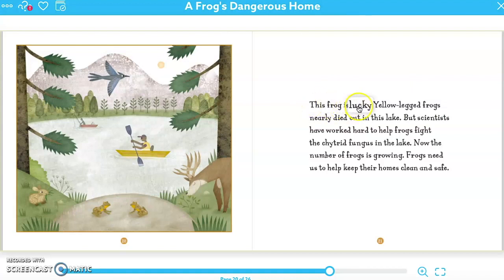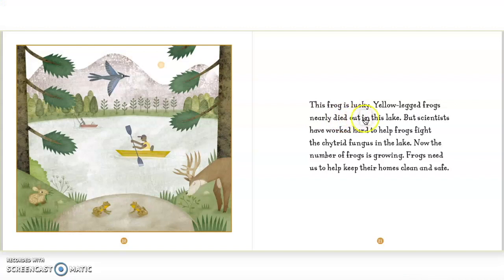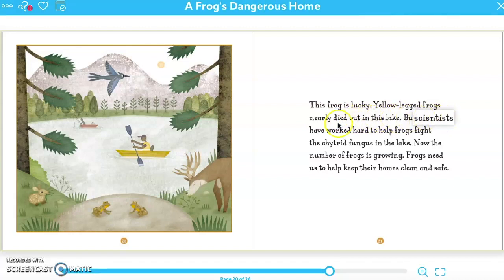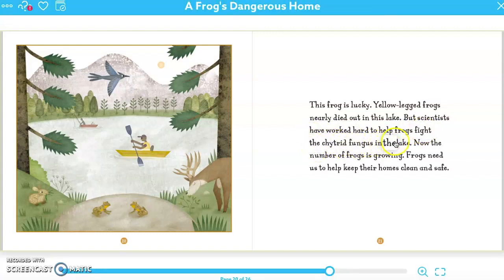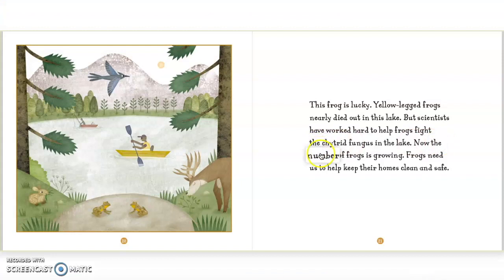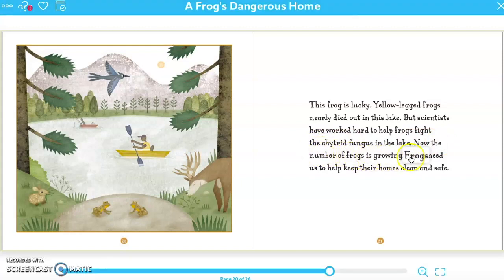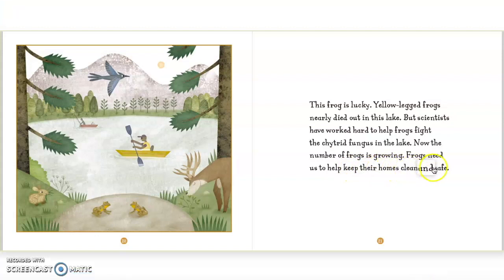This frog is lucky. Yellow-legged frogs nearly died out in this lake, but scientists have worked hard to help frogs fight the chytrid fungus in the lake. Now the numbers of frogs is growing. Frogs need us to help keep their homes clean and safe.